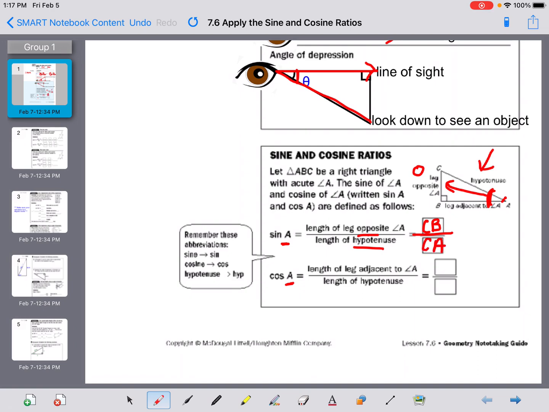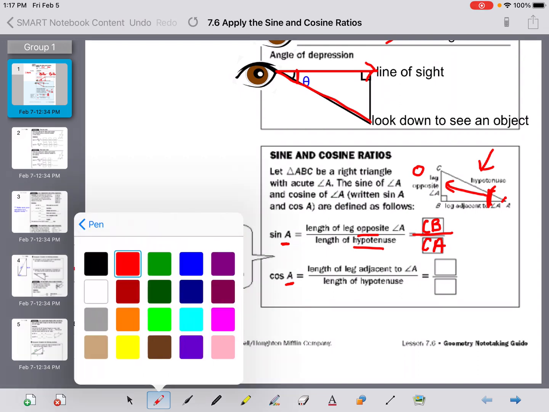Okay, can our hypotenuse ever change? No. But can our opposite and adjacent change? Yes, depending on which angle we're talking about. So it's all about the angle you're at. I'm currently at A, so its opposite side is CB, and its hypotenuse is CA.